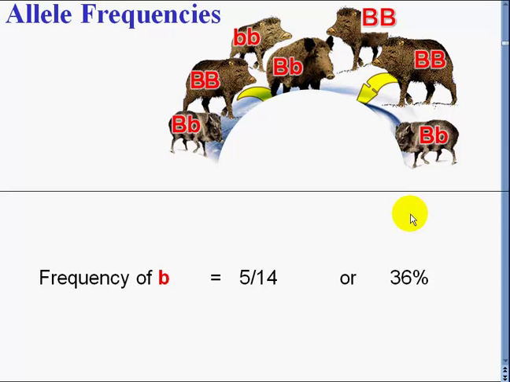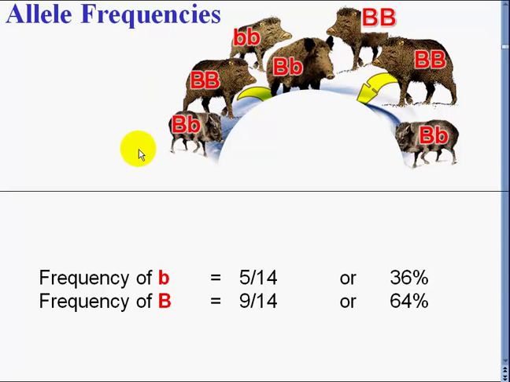I can find the frequency of the dominant allele the same way. 1, 2, 3, 4, 5, 6, 7, 8, 9 alleles are dominant out of a total of 14, gives me 64% frequency. Now I could also calculate the frequency of the genotypes, but there's a slight trick to this.